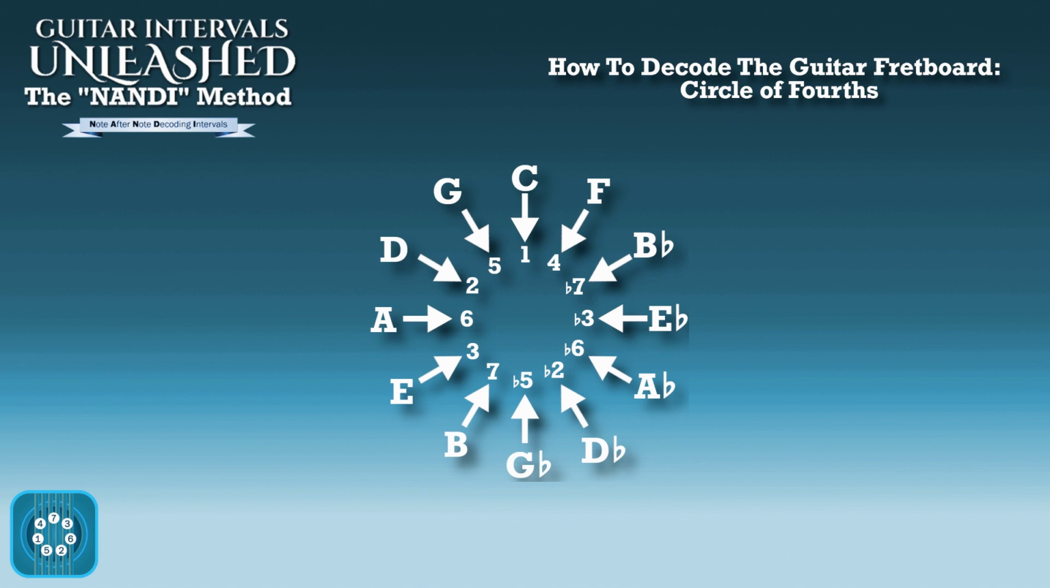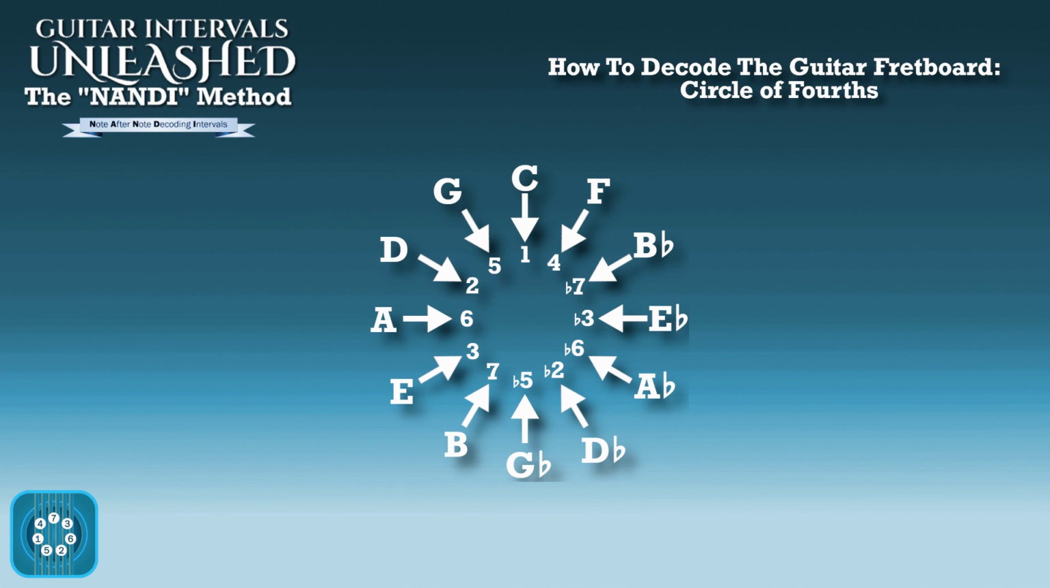This circle of fourths is using a root C, which we use because the C major scale, as you might know from a piano, is all the white keys. So it's all the natural notes. And it just sort of makes things easier to teach. So why are we using a circle of fourths instead of a circle of fifths?